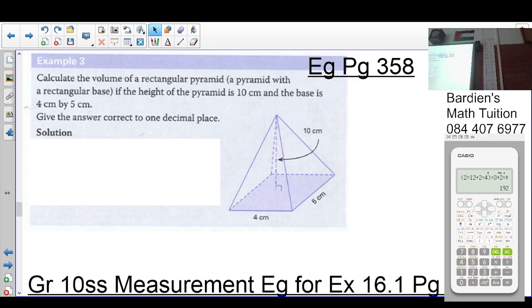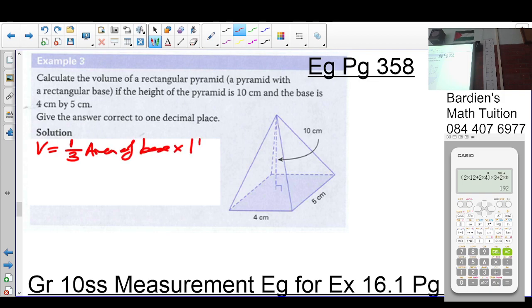They want you to calculate the volume. So how do you calculate the volume of a pyramid? It's going to be, no, not area of base times height. A third area of base times height of the object. So if we look here, what type of shape is that base?